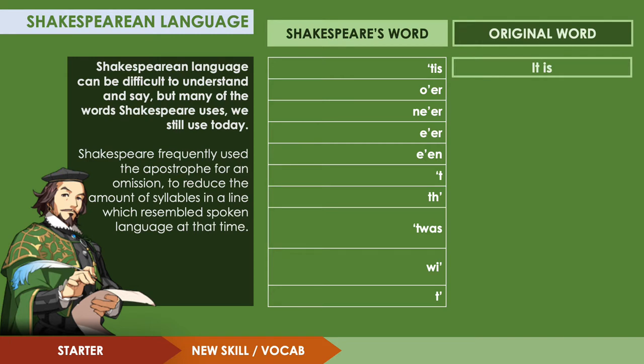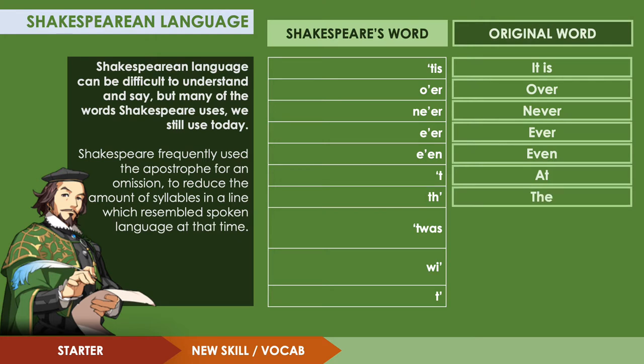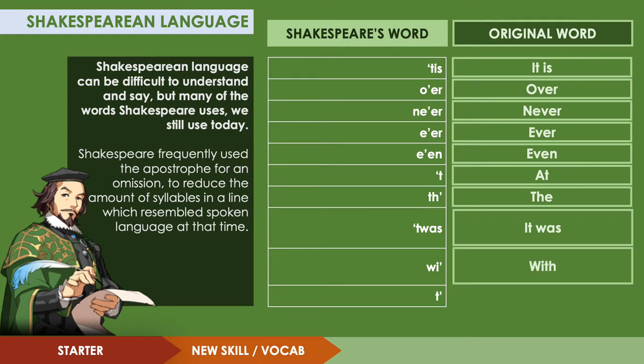So 'tis means it is. O'er, so the V is missing. Ne'er, so never. E'er means ever. E'en means even. And a', so you're missing out the A. Then we have 'twas, which means it was. Then we have w', which means with, and t' means to. Okay.